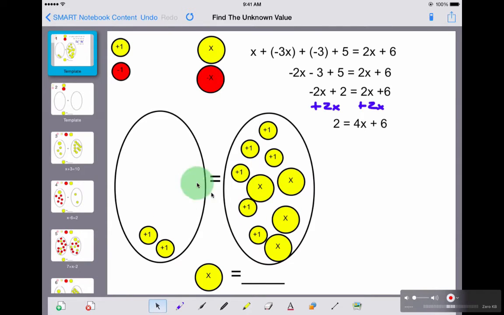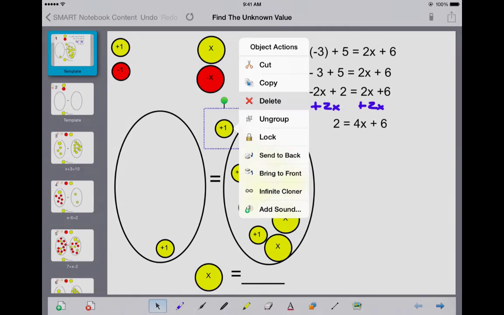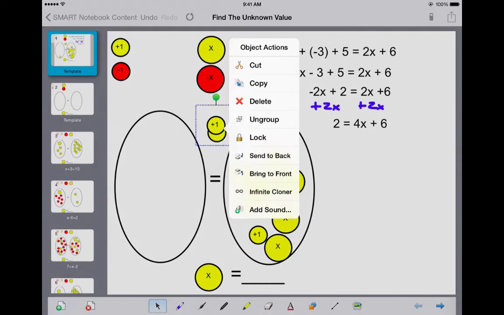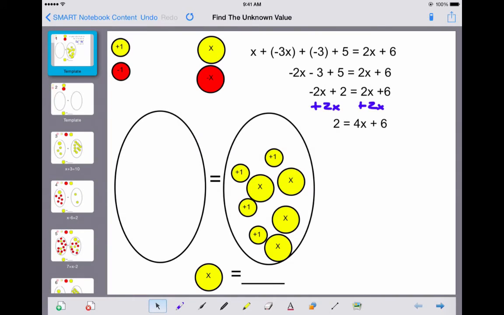So now looking at these clusters, what I'm thinking is it would be a lot easier if I had only x counters on one side, and then positive ones and negative ones or whatever on the other side. So here is what I'm thinking of doing. First, I see a positive 1 here and a positive 1 here, another positive 1 here and another positive 1 here. So I'm going to go ahead and subtract 1, boom, boom, from both of those clusters. Since I did the exact same thing to both clusters, everything's still balanced. So right now we've taken away 2 from both sides, and our equation might look like 0 equals 4x plus 4.